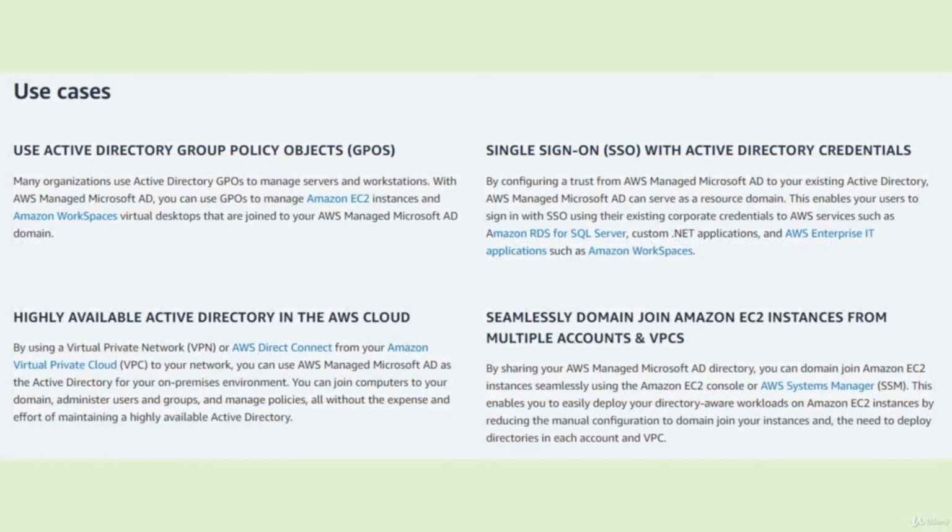There are certain use cases with this. You can use Active Directory Group Policy Objects, GPOs. You have high availability Active Directory in the AWS cloud. You have single sign-on with Active Directory credentials. You have seamless domain join of EC2 instances from multiple accounts and VPCs.